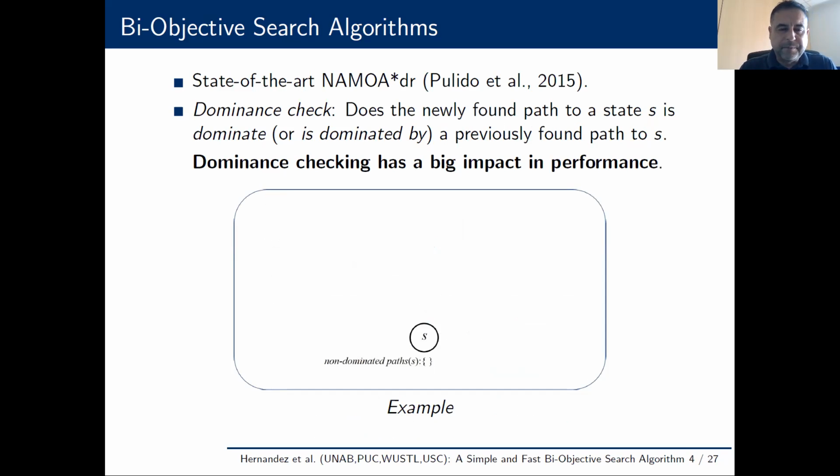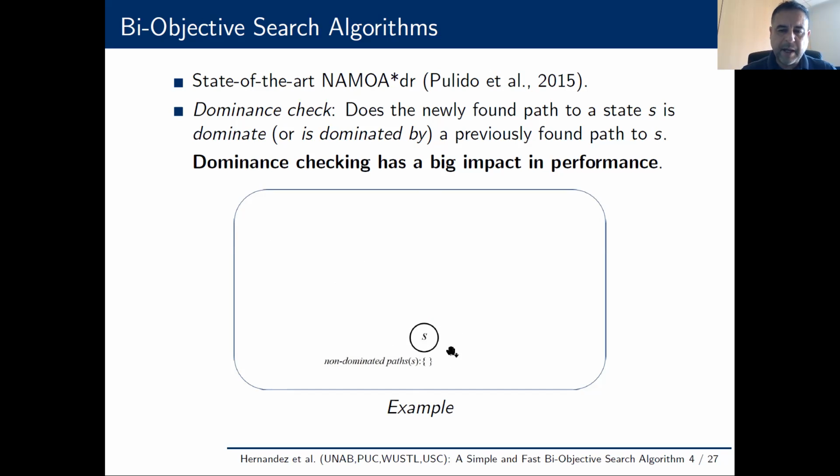A bi-objective search algorithm does a dominance checking process. This process has a very big impact on performance, and all the algorithms do a similar process, including NAMOA*, which is one of the state of the art. How does dominance checking work in bi-objective search?